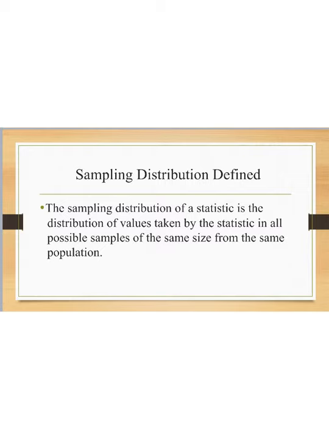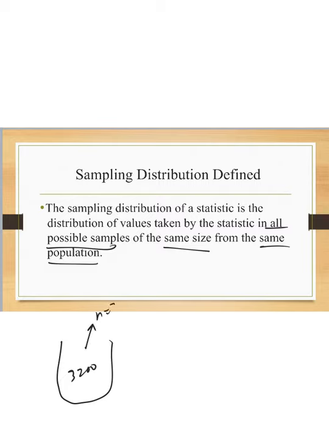Sampling distribution. A sampling distribution, this is a relatively difficult definition to kind of digest here, but of a statistic is the distribution of values taken by the statistic in all possible samples of the same size from the same population. In other words, we've got a bucket of 3,200 students at Minnetonka High School, and we're going to pull out 30 at a time.